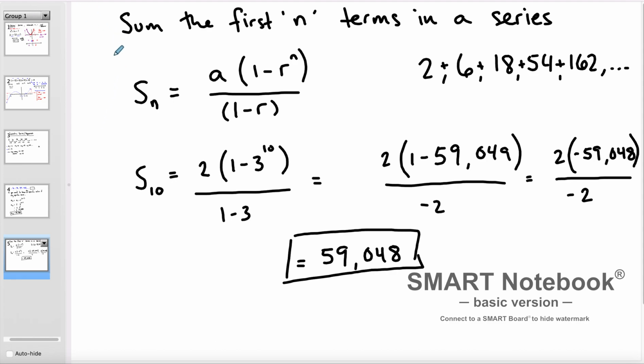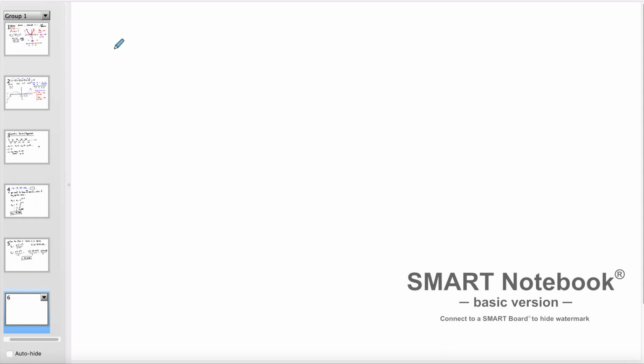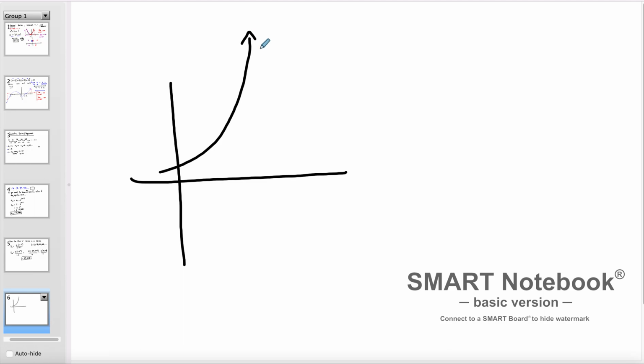Okay. Now, just to say, geometric series, these are exponential series, right? And so oftentimes they do grow exponentially, faster and faster and faster. You can see that happening with that last series, right? We go from 2 to 6 to 18 to 54, and it starts growing really rapidly, right?